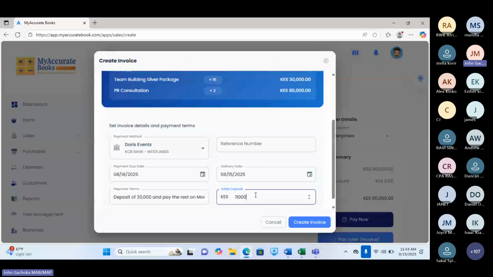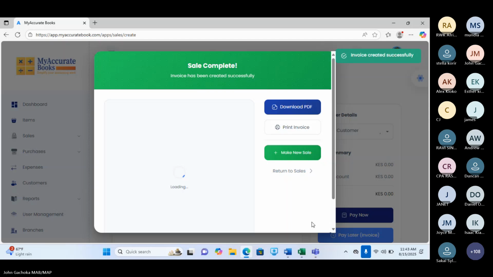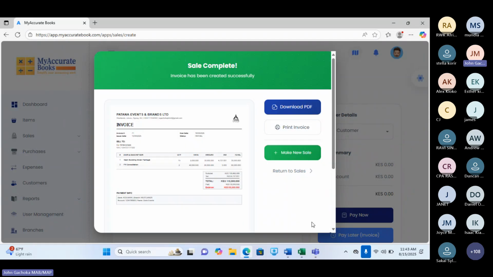So even with 30,000, even if they did give a down payment and the arrangement is that they will still pay, maybe they've given you an LSO, you still create it. So this is the outlook of your invoice. You can either print it or download it, basically the two options. You can send it in soft copy or print it out and send it to them.